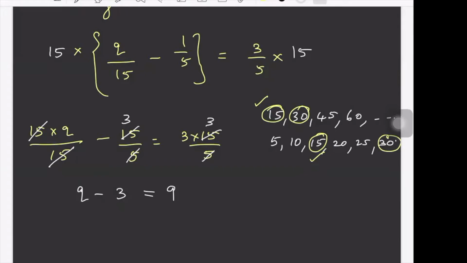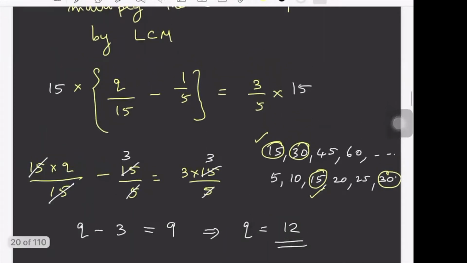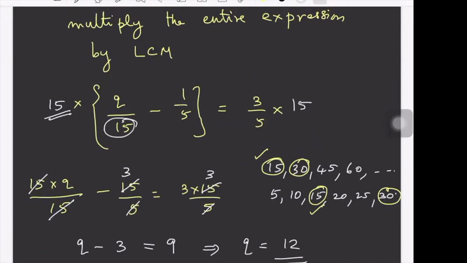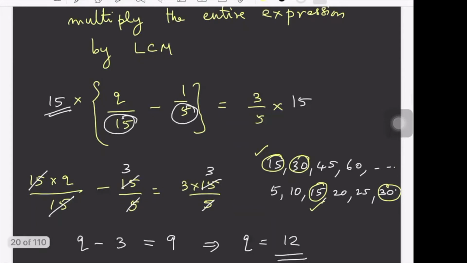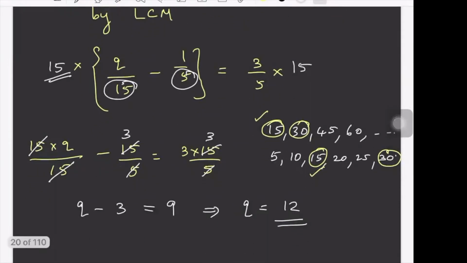Now the answer will be 12. So you understand the logic, right? When you multiply with the LCM, this LCM will be a multiple of 15 and a multiple of 5, so you can easily cancel off the terms and get a good looking expression. Right? This is okay.